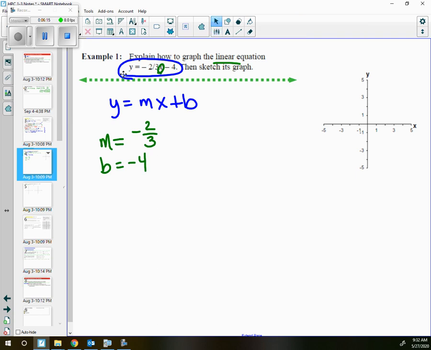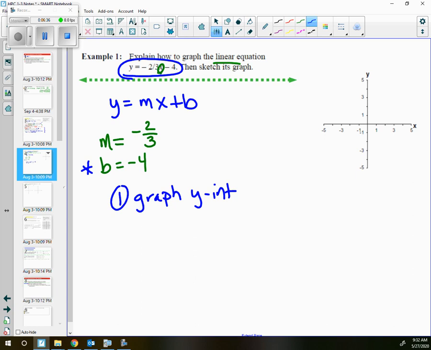So how would you go about graphing this if that's all you know? We have to start with a point. How do you know how steep to make the line if you don't have a point to start with? The only one that's really giving us a point is this second piece of information. So what we do first is graph the y-intercept. If b equals negative 4, that means you're going through the point (0, negative 4). That's where it's crossing the y-axis. So start by graphing the y-intercept.